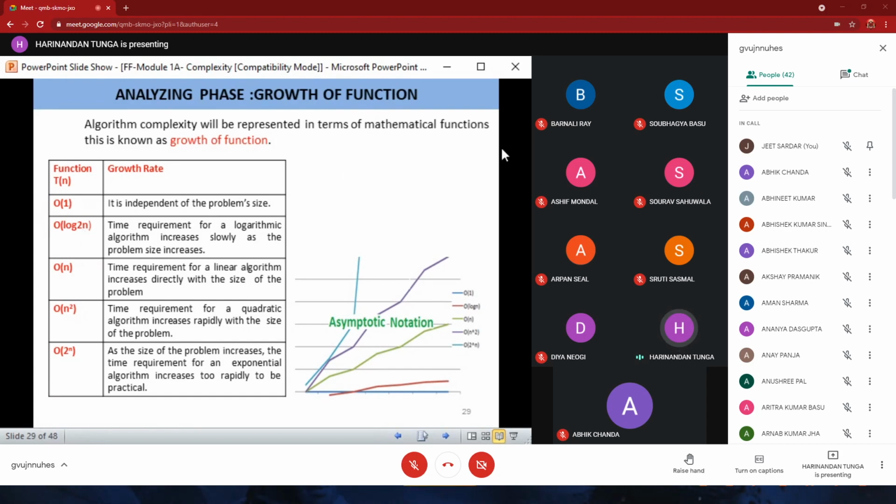The graphical representations are on the right side of this slide: order of 1, the constant time complexity, and order of log n, order of n, order of n square, and order of 2 to the power n, the exponential form.